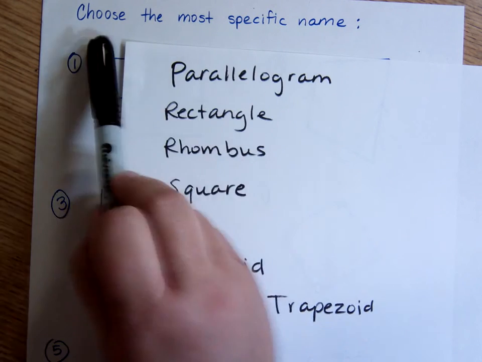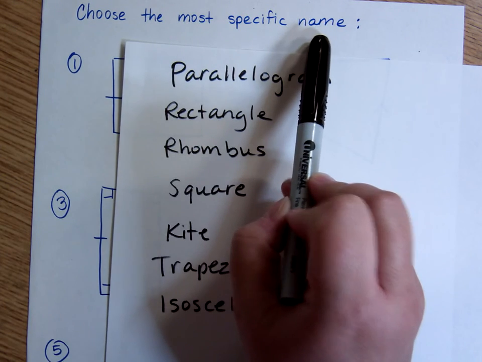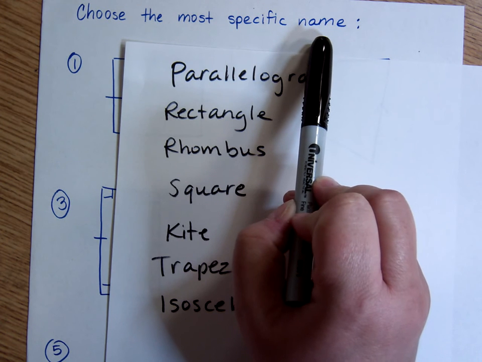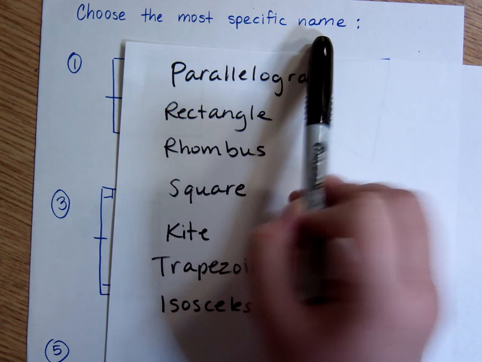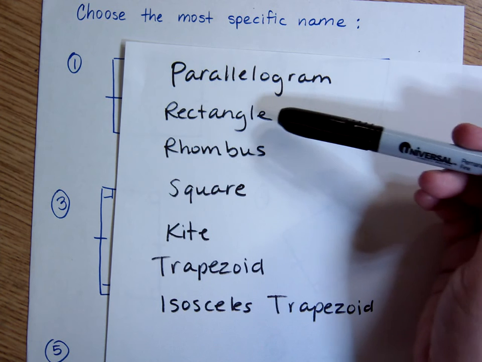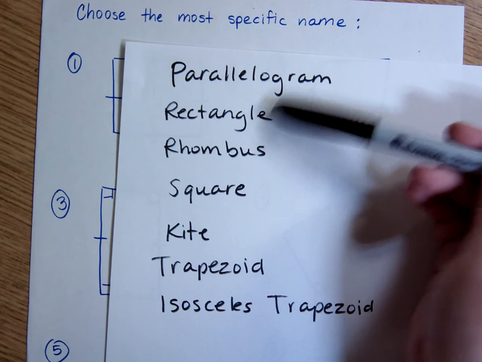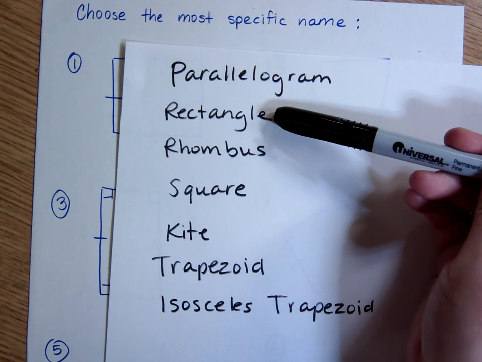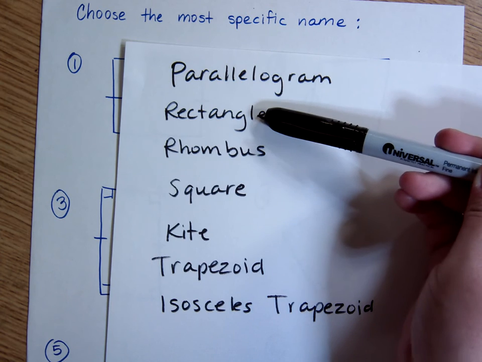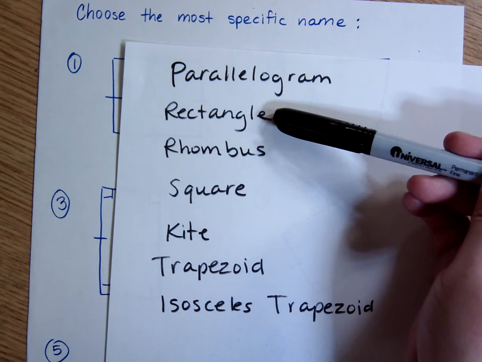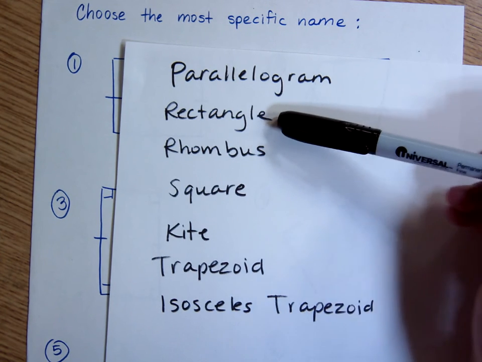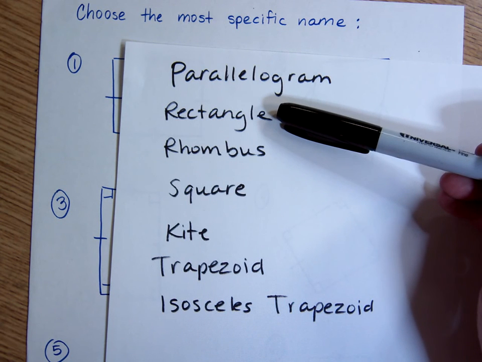But in terms of choose the most specific name, and it really isn't, it's more classification than name, but I just wanted to make sure you understood what that meant. A rectangle is more specific than a parallelogram. Rectangles are parallelograms, but there are extra things that are true about rectangles that aren't true for every parallelogram. So that's a little bit more specific than just saying parallelogram.